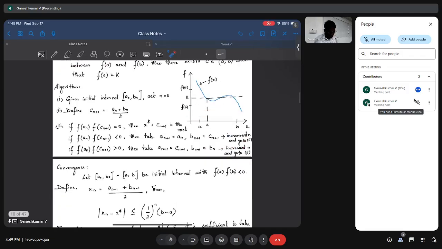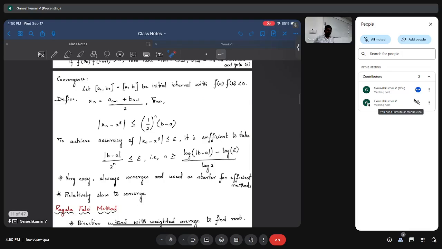For that, we evaluate the function. If it is equal to 0 for that midpoint, then your midpoint is the root. If the multiplication of f of a and f of c is less than 0, then the root is between a and c. If it is greater than 0, then it is between b and c, where b is the later limit and a is the first limit.